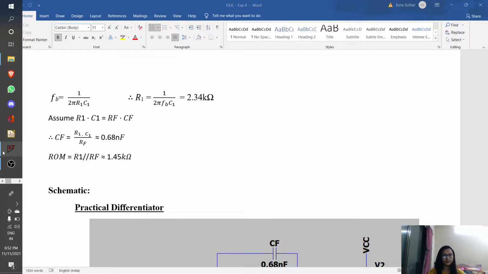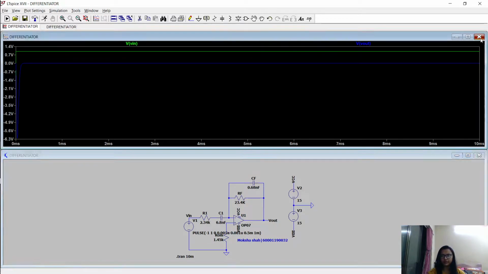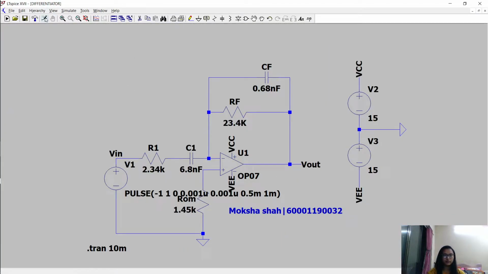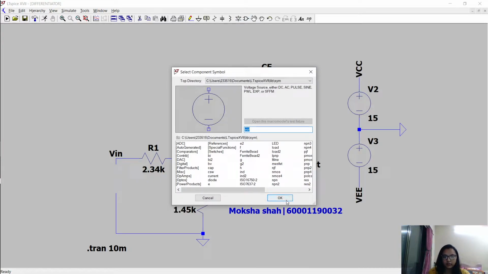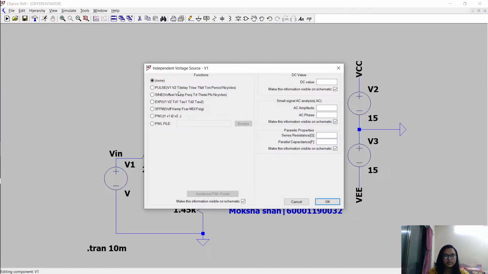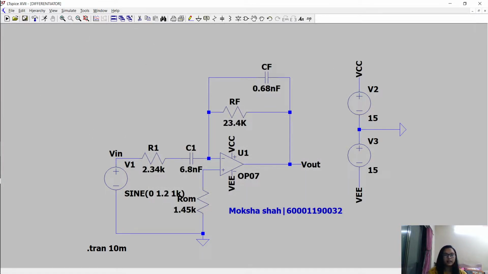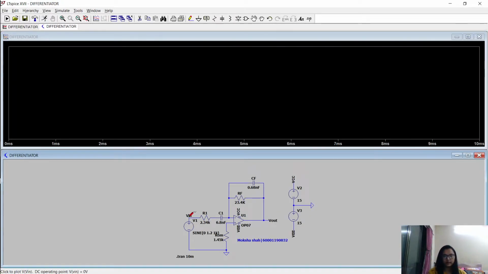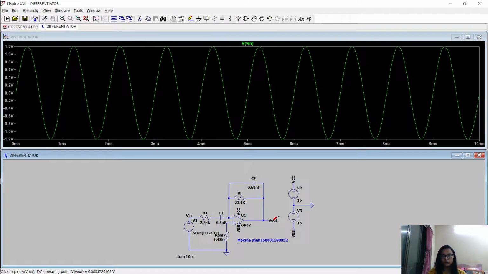So let's open LTspice and build the practical differentiator. First I'll remove the first part, so you can go to cut and remove it, then escape, then go to components, click on voltage and place it over here, escape, and then right click on the voltage, go to advanced, go to sine, give the DC offset as 0, amplitude as 1.2, frequency as 1 kHz. I'm showing you at 1 kHz, then run. At the input side you are getting a sine wave, and at the output side you should get a cosine wave. So yes, you are getting a cosine wave.